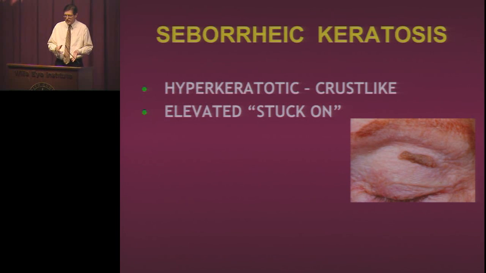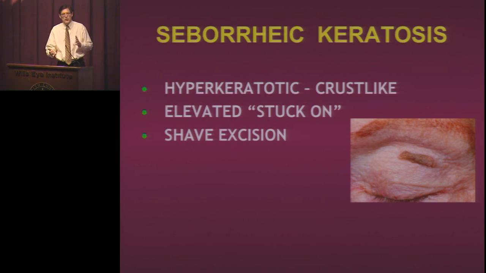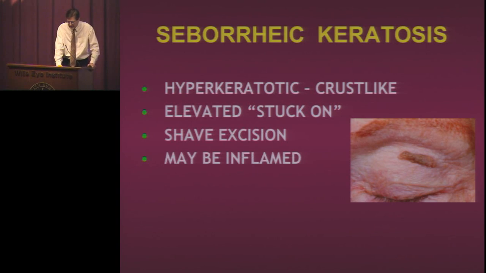These look like someone took a different color or a very scaly area and put a piece of glue on it and put it on the lid. They're elevated often, they're crust-like, and they're very, very superficial, which is good for us to remove. Usually they can be removed by what they like to call shave excision, although I'm not exactly sure because almost none of us shave them off. But we usually will remove them with superficial Westcott scissors.